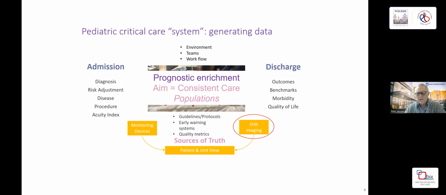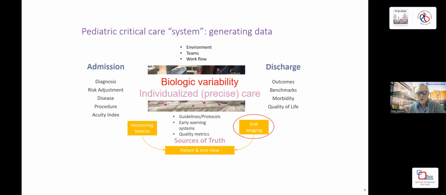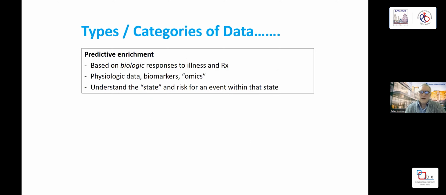However, I think that doesn't get to the heart of the problem that we manage in intensive care, and that is we manage biologic variability. We have to look at the individual. Individualized, precise care is what we should strive for. And to understand that biologic variability, we need to really move to our monitoring devices and the information that they are sending to us, and hopefully now we can capture this type of data.